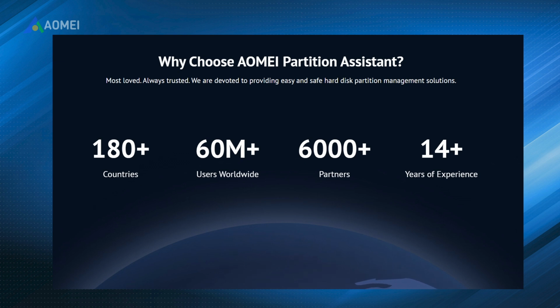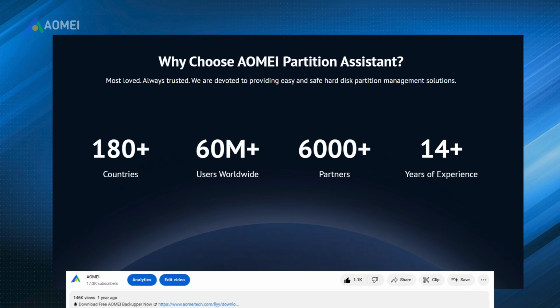AOMEI Partition Assistant Standard Edition is recommended here. This free software can convert data disks between MBR and GPT formats without deleting any partitions and without losing any data. You can download this free tool in the video below.